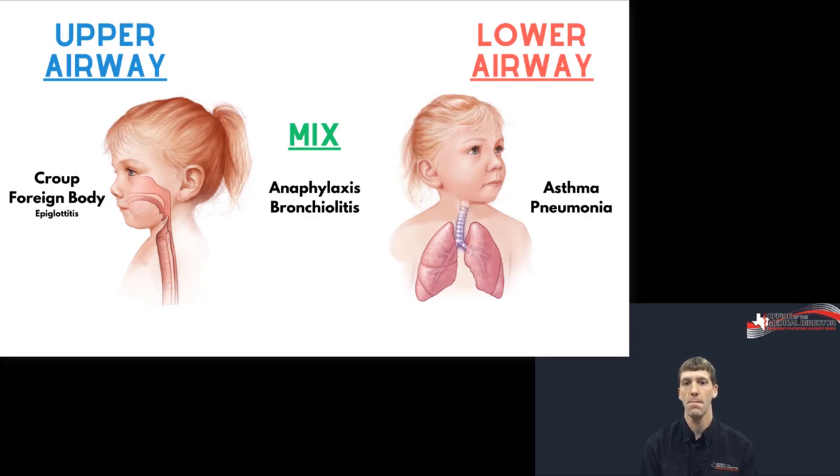The middle category of mixed, this is your anaphylaxis or bronchiolitis. Essentially, you have something going on in either the nose or your glottic region and something in your lower airways going on all at the same time. And so that's why those are mixed. The lower airway type things that we're going to see are particularly asthma and pneumonia in our children.